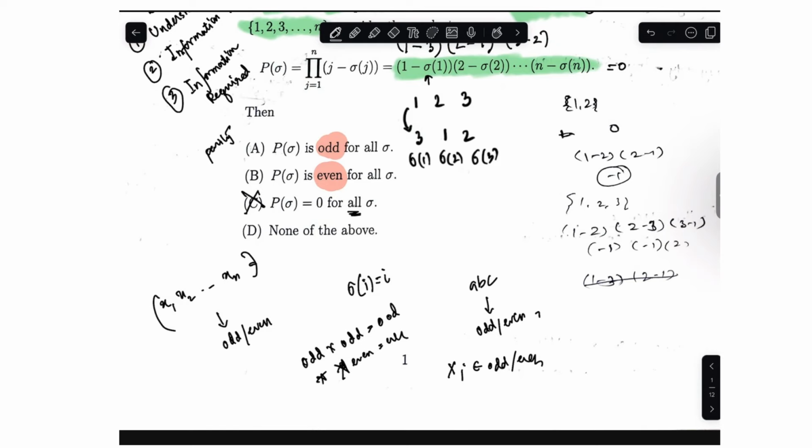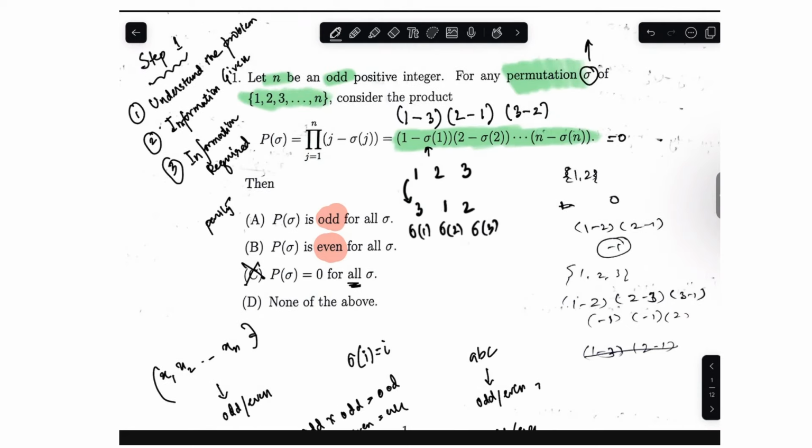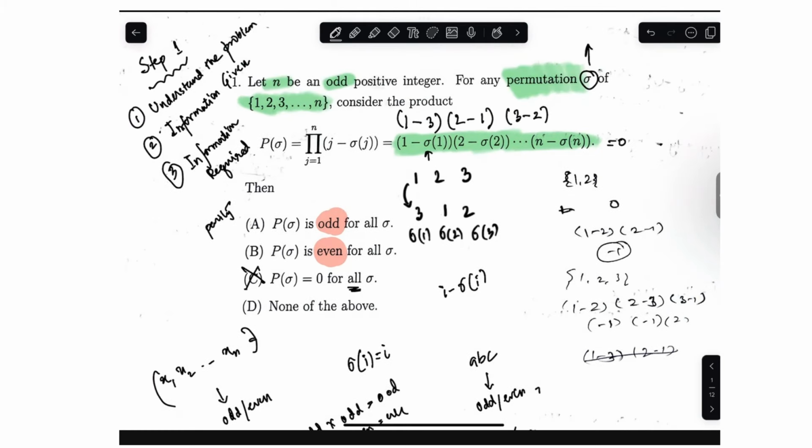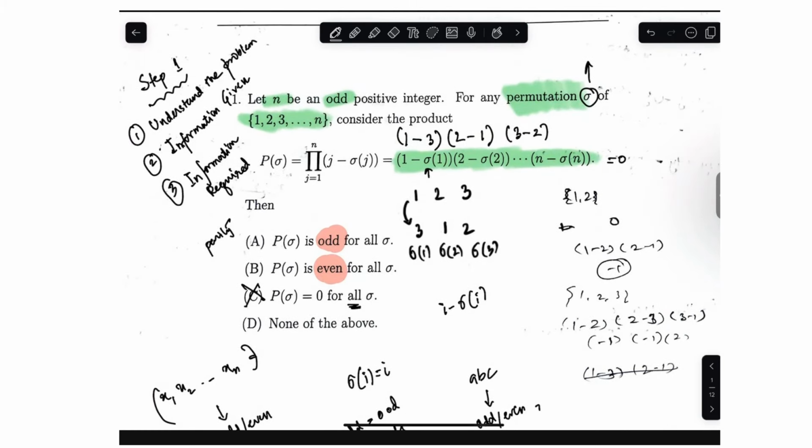So we want to understand whether each of these individual elements, each of these individual i minus sigma i, is even or odd. And the question is, what didn't we use here? We still didn't use the condition of oddness, right? That's why knowing the information is very important. So we have to somehow connect the fact that there are an odd number of factors out there and the individual oddness or evenness.